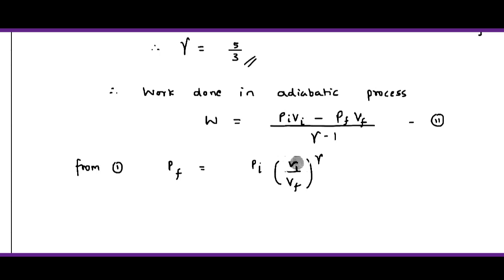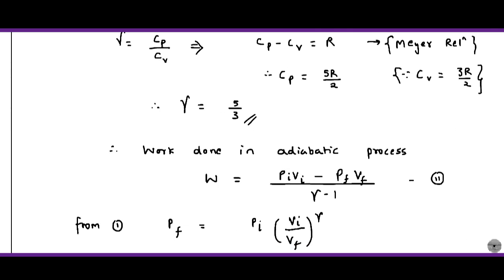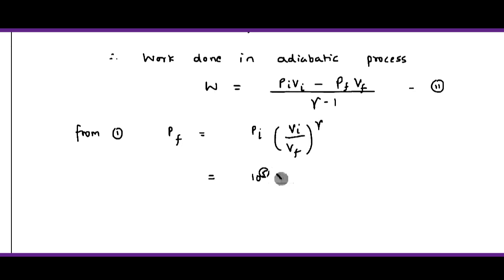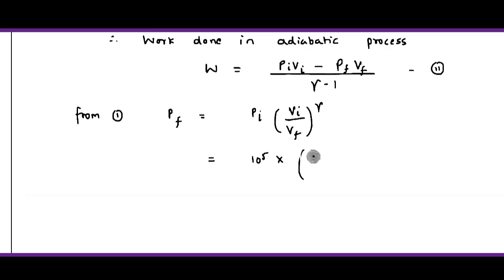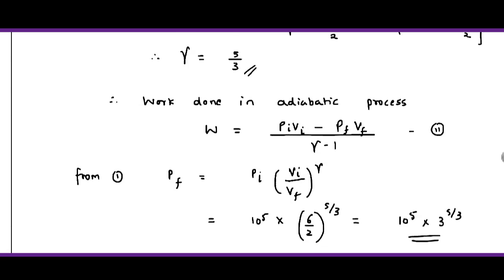If we substitute the values here, the initial pressure has been given as 10 raised to 5, the initial volume as 6 liters and the final volume as 2 liters. So 6 by 2 becomes 3, and gamma is 5 by 3. So the result comes out to be 10 raised to 5 into 3 raised to 5 by 3. This is the result we are getting for the final pressure.